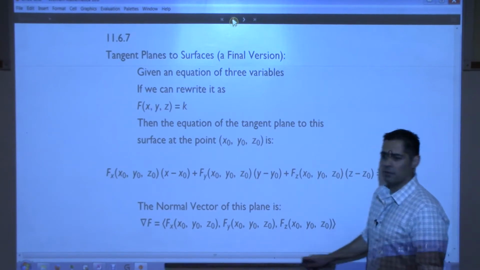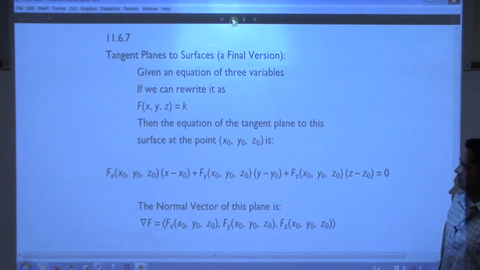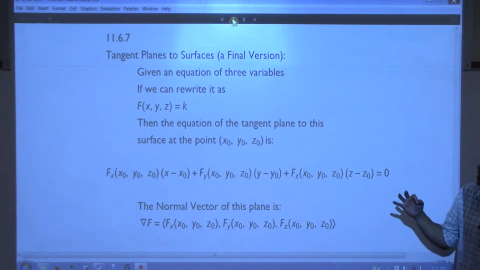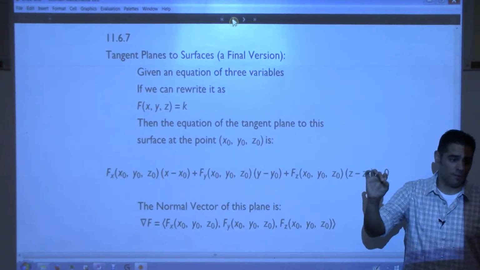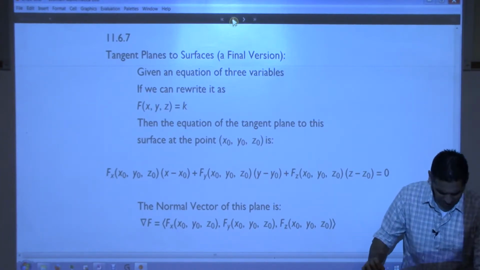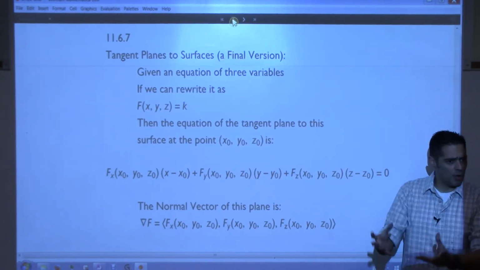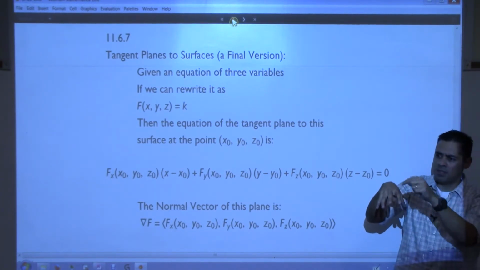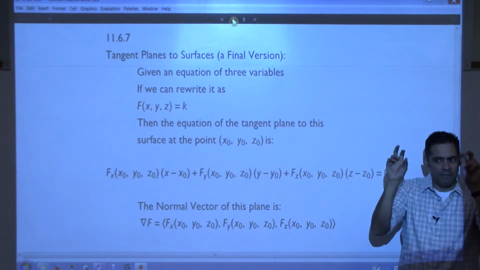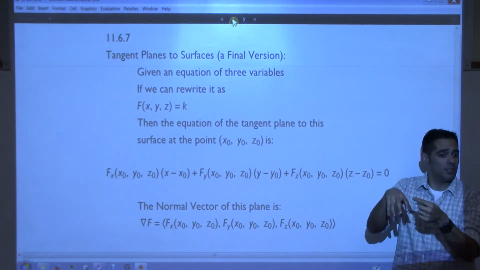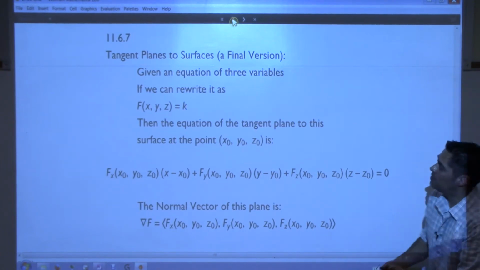Does it look familiar? Yes. Now, we've got 3 variables, right? X, y, and z. So you have to give me a point on the surface, x naught, y naught, z naught. Because this surface could possibly be like an ellipsoid, a ball, like a sphere. So you could have points on the top and the bottom. It's no longer a function of x and y. So you have to give me exactly where you are on this surface. Give me that point, that's x naught, y naught, z naught.